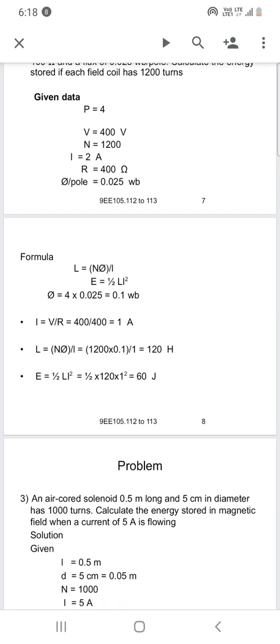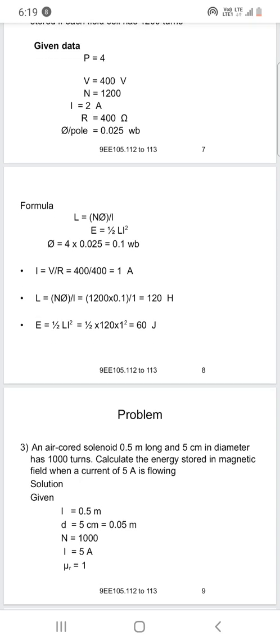So here the total flux phi is equal to 4 into 0.025, because there are 4 poles and flux per pole is 0.025, which is equal to 0.1 Weber. The current flowing through the motor is V by R. The V is given, 400 volts, and the resistance is 400 ohms, so that is 1 ampere.